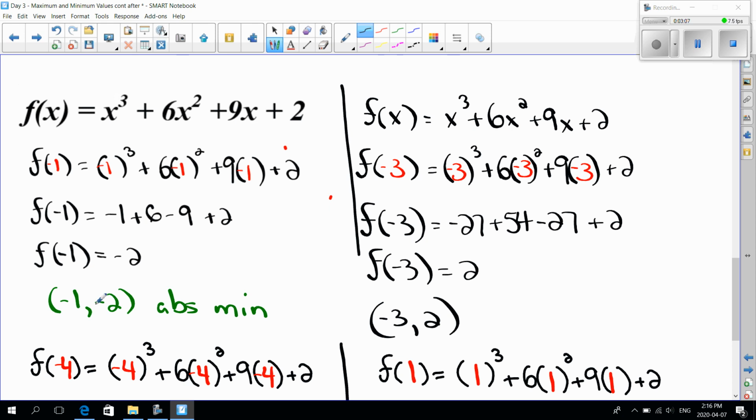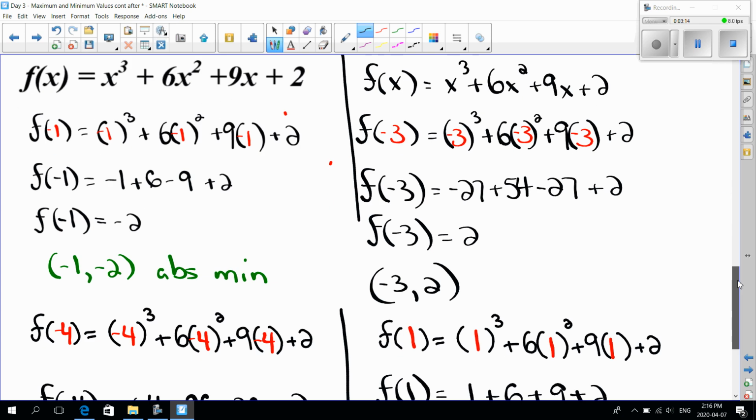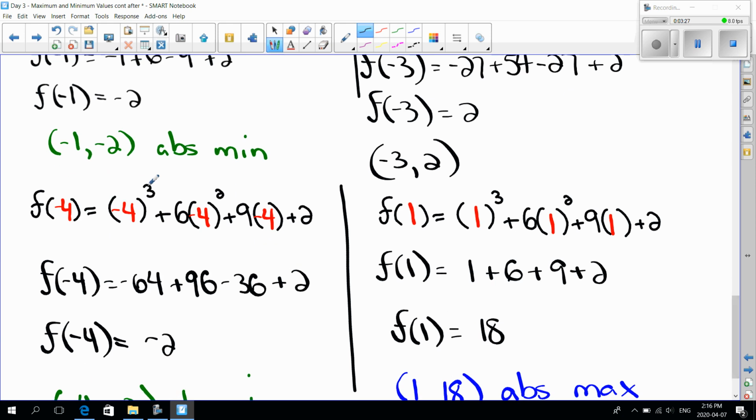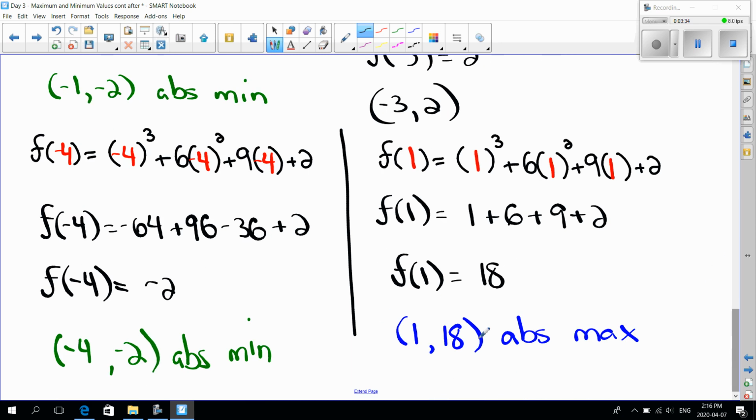Okay, f at -1 is equal to -2, f at -3 is equal to +2. So those are my 2 critical values. F at -4 and f at 1 yield -2 and 18 respectively. Those are the endpoints of my intervals. And you can see what I've come up with here are 4 different points: (-1, -2), (-3, 2), (-4, -2), and (1, 18). All right, the highest y value is the 18.